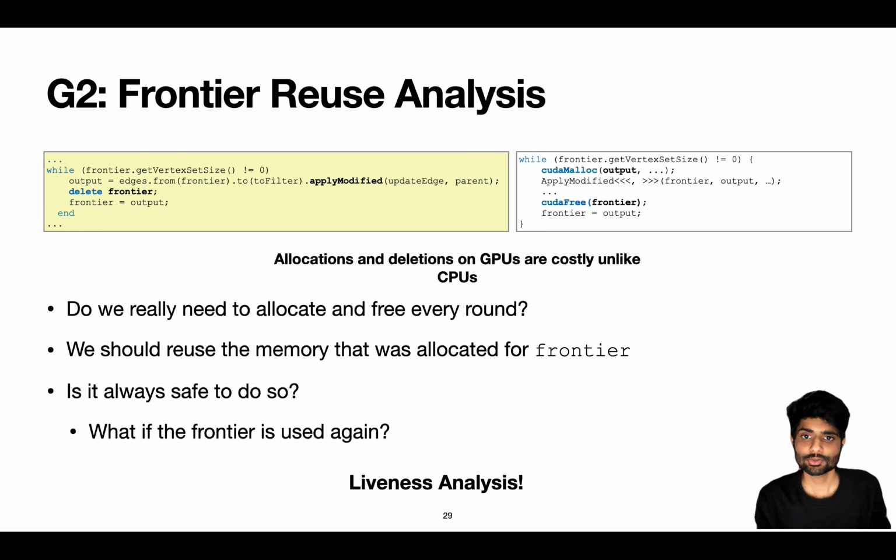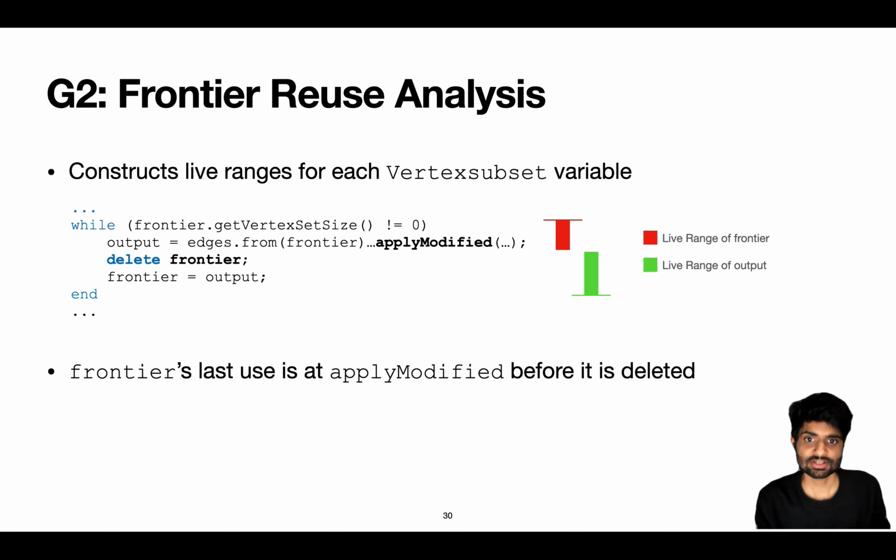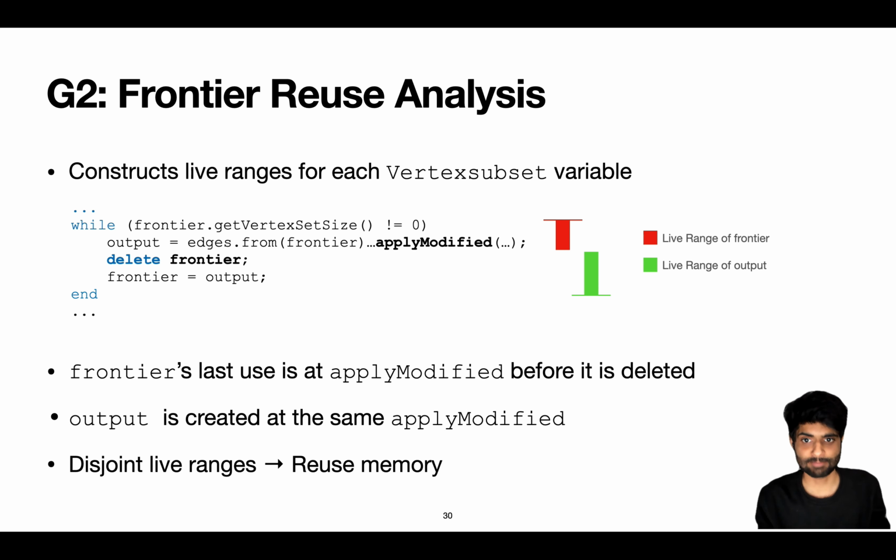The compiler uses a classic liveness analysis to figure this out. We will create the live ranges of all the variables of the type vertex subset inside the while loop. On doing so, we can see that the variable frontier and output have disjoint live ranges, and thus the compiler can conclude that they can reuse the allocated memory.